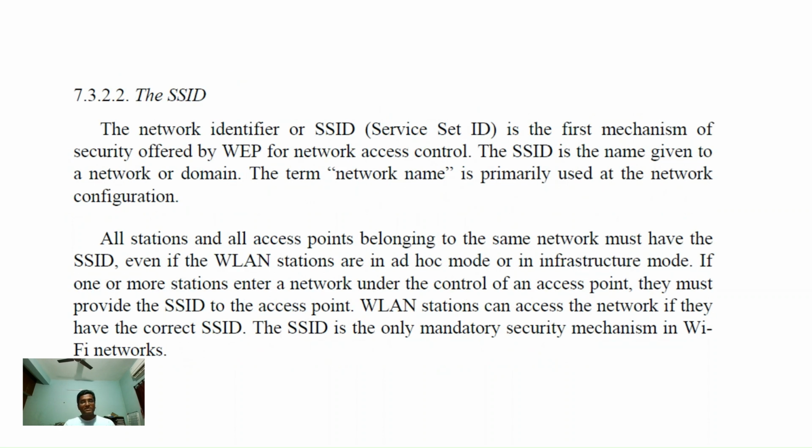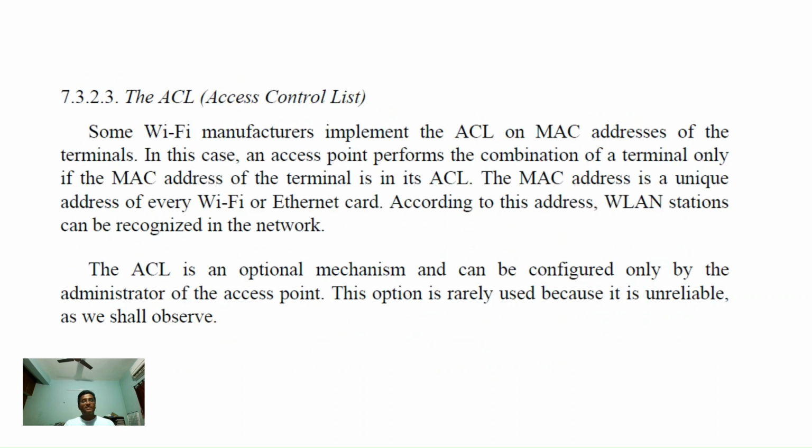And going ahead with the SSID, the Service Set ID, the network identifier. It's the first security mechanism offered by WEP. The network name is primarily used at network configuration. The next one is the ACL, the access control list. Wi-Fi manufacturers implement the ACL on the MAC address, so a terminal is allowed to connect only if its MAC address is in the ACL.